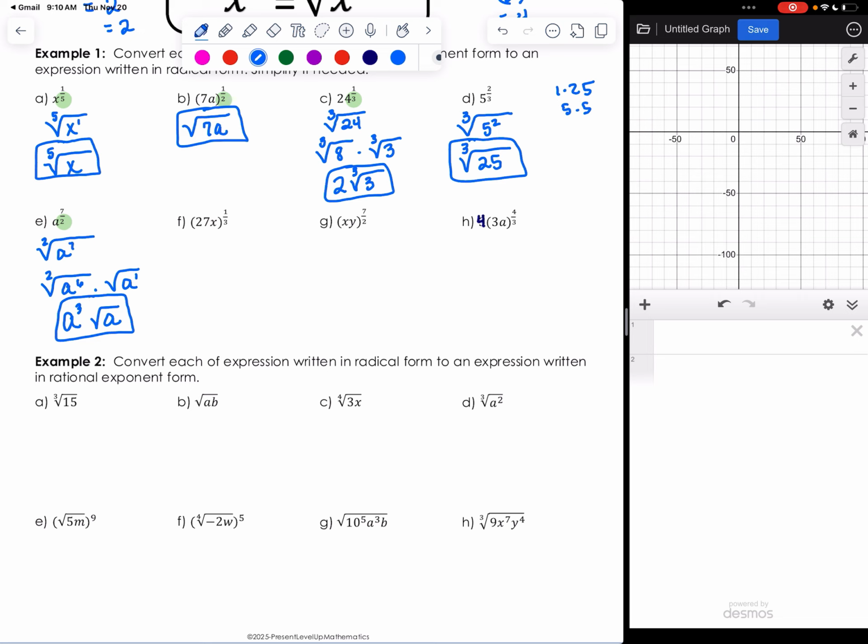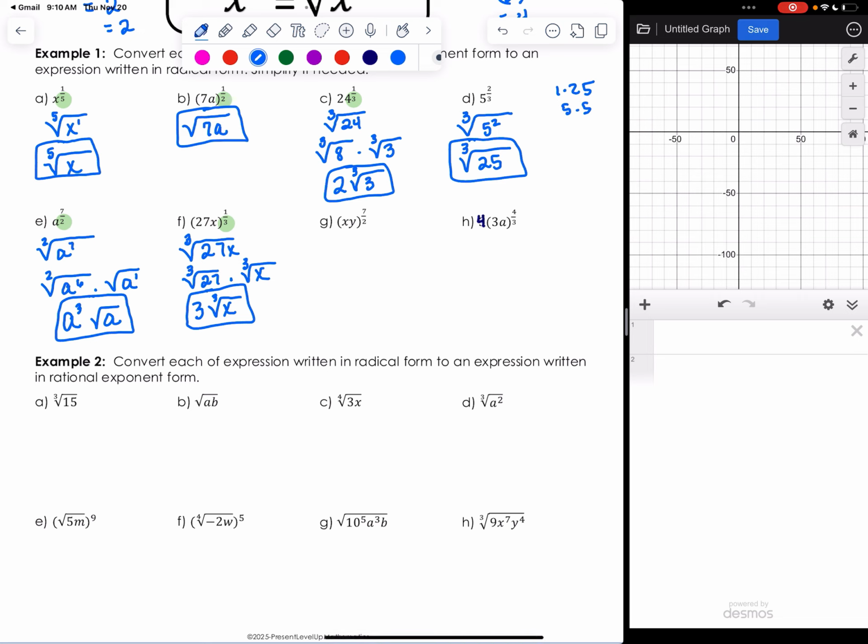All right. Problem F, we have 27x raised to the 1/3 power. So we have a denominator of 3, so we're going to use a cube root here to rewrite this. 27x to the 1/3 power is equivalent to the cube root of 27x. Now I can simplify that because I can rewrite this as the cube root of 27, that's a perfect cube, times the cube root of x, that is not a perfect cube. So the cube root of 27 is 3, and we can't do anything to the cube root of x. So that's as far as we can simplify it.